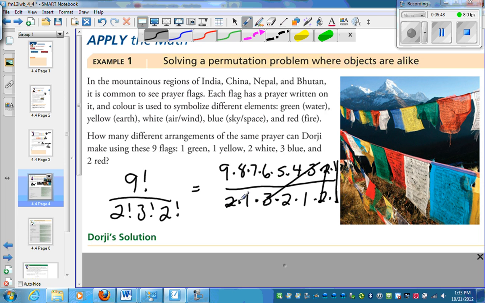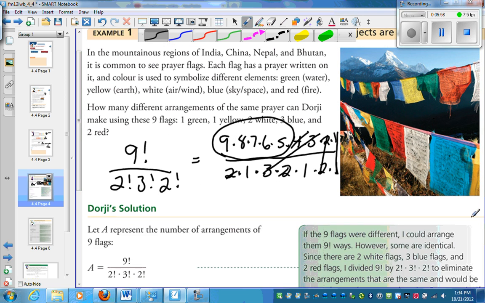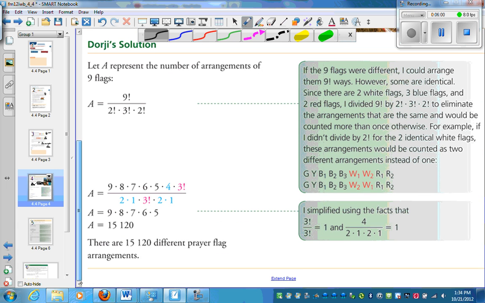Here I have a 2 and a 2. That would get rid of the 4. So I would have just 9 times 8 times 7 times 6 times 5. Okay, and I think that down here they will have this figured out. 9 times 8 times 7 times 6 times 5, so they put that in their calculator.